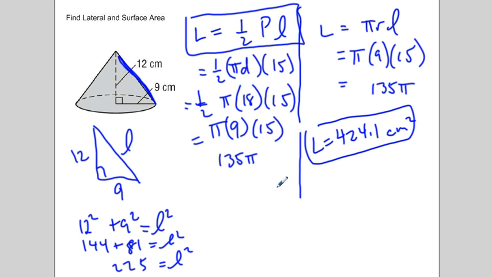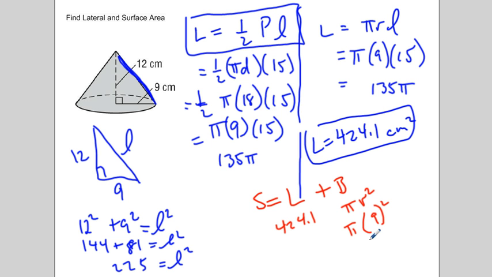Now the only difference between lateral and surface area is that surface area also includes the area of the base. So you have the lateral plus the base. You already know the lateral, 424.1. The area of the base means the area of a circle, pi times the radius squared. The radius in this case is 9. You square it, so you're going to get 81 pi. Okay, you can figure out what this is as a decimal, add it to 424.1.